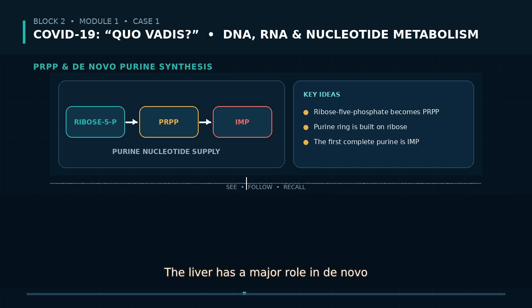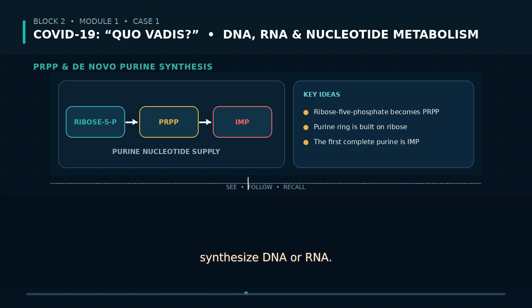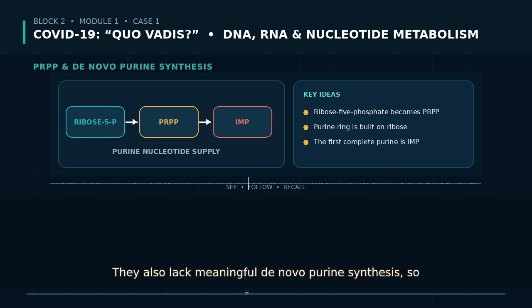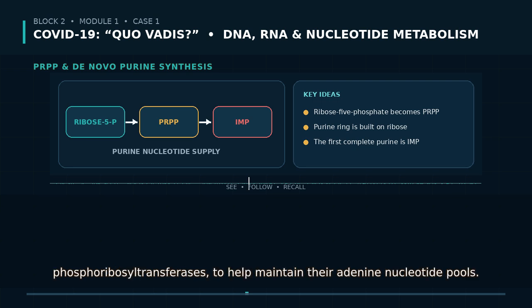FGAR then receives another nitrogen from glutamine. FGAR amidotransferase, also called formylglycinamidine ribonucleotide synthetase, uses ATP and converts glutamine to glutamate. The product is formylglycinamidine ribonucleotide, or FGAM. The newly added nitrogen becomes nitrogen 3 of the purine ring. FGAM is then cyclized by AIR synthetase. This ATP-dependent reaction closes the first ring, the 5-membered imidazole ring, and forms 5-aminoimidazole ribonucleotide, or AIR.